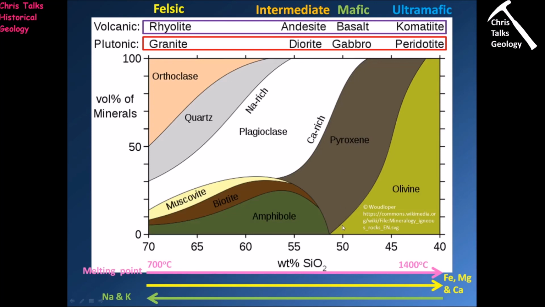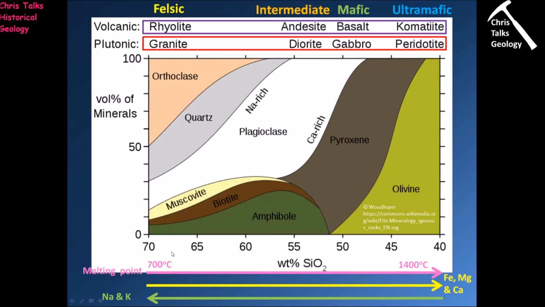Mafic rocks, well, they're quite rich in iron, magnesium, and calcium, so we're going to get a rock that contains lots of pyroxene, quite a lot of calcium-rich plagioclase feldspar, and maybe a little bit of olivine. Intermediate rocks are going to be dominated by plagioclase feldspar. They're going to have muscovite, biotite, and amphibole, and maybe just a little bit of quartz.